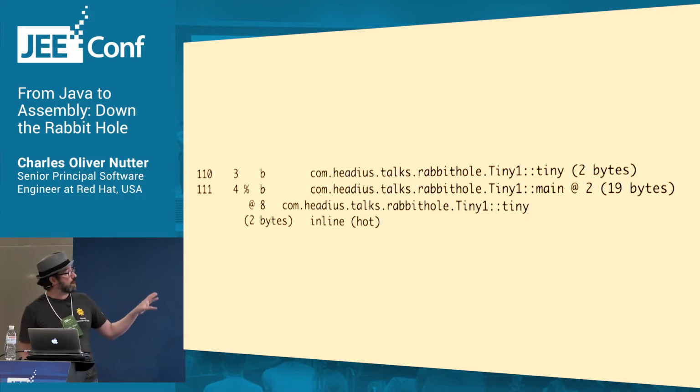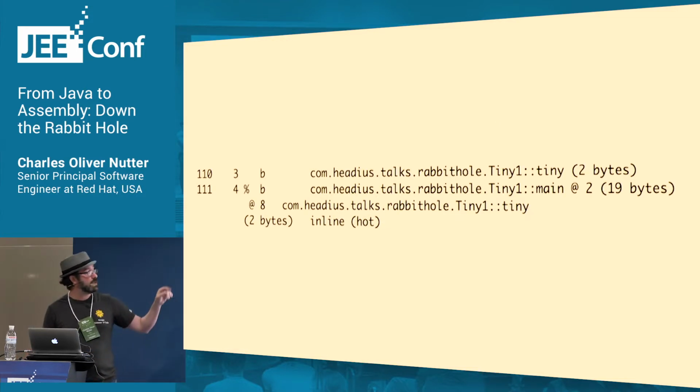We can see that we've got our code compiling here, and the tiny method works out to 2 bytes of bytecode. That's the load of the constant value 2 and the return. We have our main method, which is larger because of the loop, and we see that the tiny method also inlined because it was being called a lot.